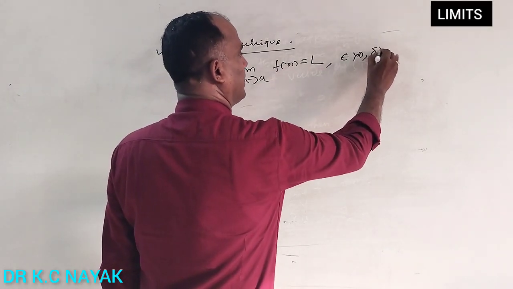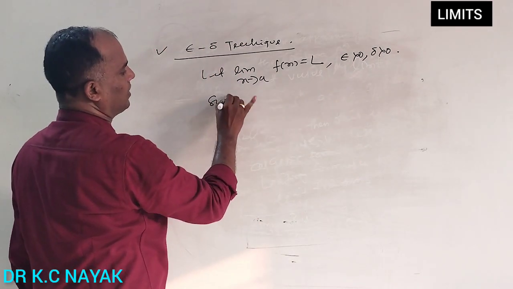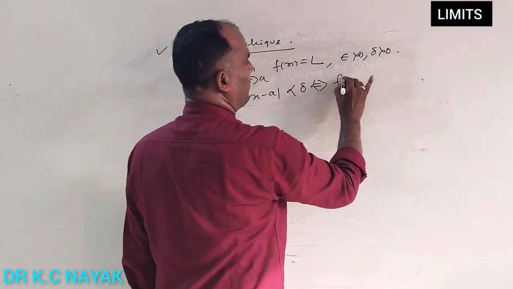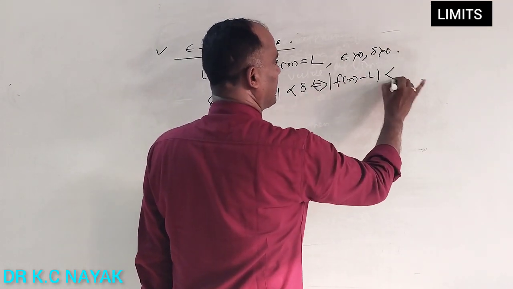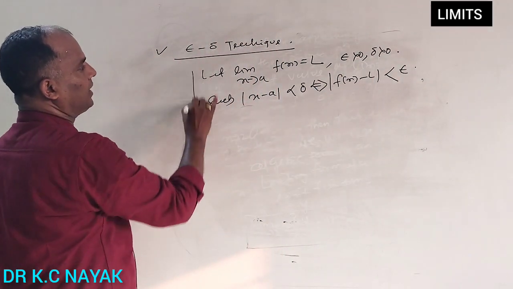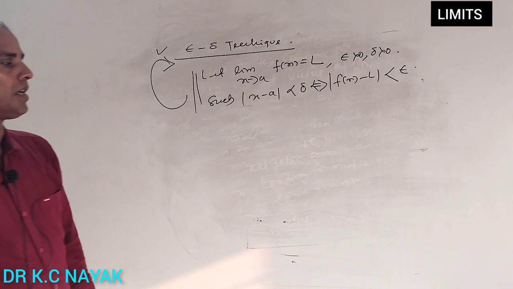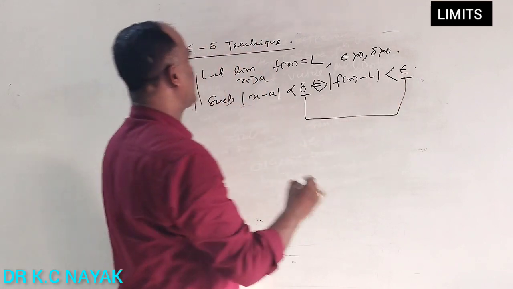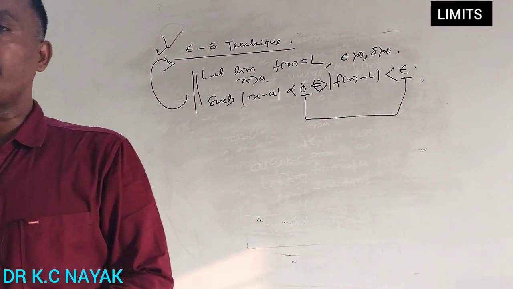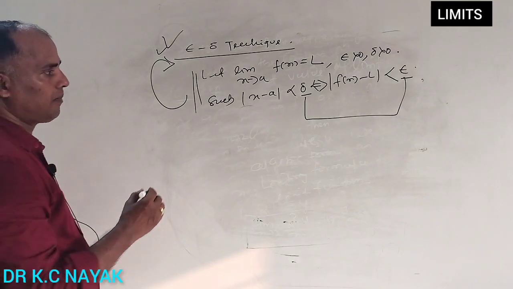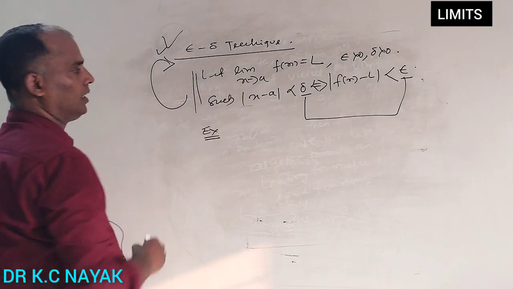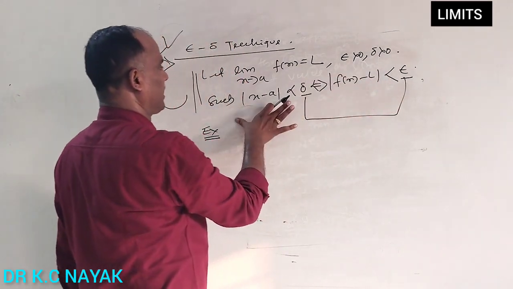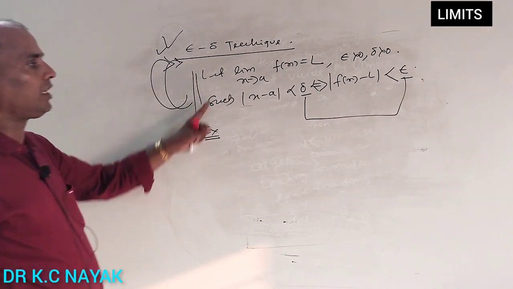For epsilon greater than 0, there exists delta greater than 0, such that modulus of x minus a less than delta implies modulus of f of x minus L is less than epsilon. This is the definition of a limit. Here, the role of delta and the role of epsilon is otherwise known as the epsilon delta technique. That means we justify this part from this part, otherwise we justify this part from this part.